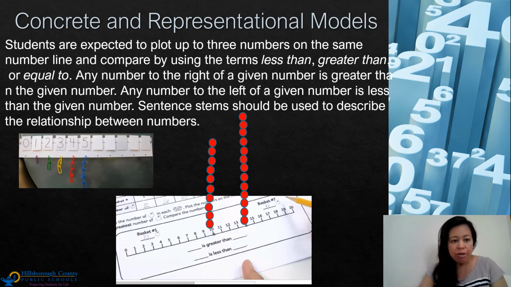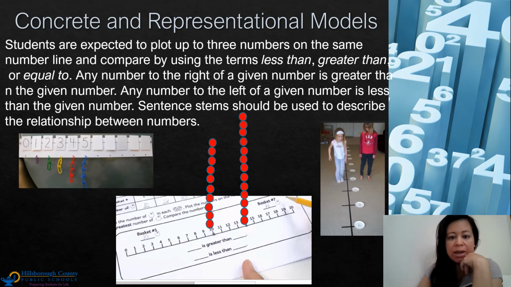Here are just a couple other ways that we can utilize tools with number lines. We can have little hooks and we can have students build the numbers representing that way. And then here we can have students hopping as well. That gets into a little bit more of the representational and the abstract phase versus actually using the tools with the number line.